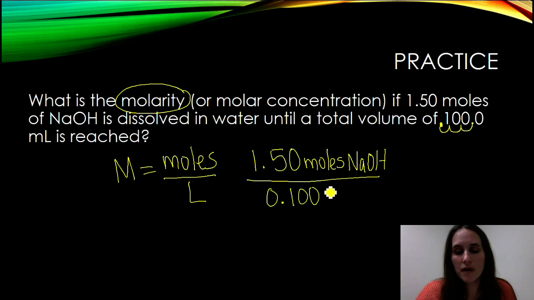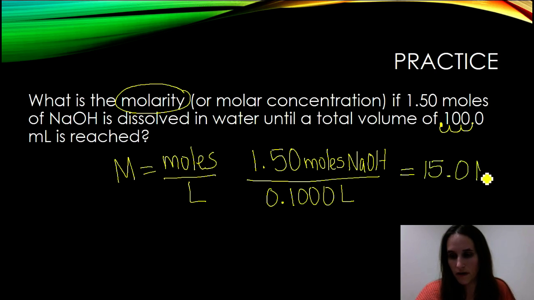And I'm going to keep all these zeros, even though it's annoying, because I want to remember that all of those zeros were significant. So in the end, I don't want to forget and go down to like one significant figure. So when I do that, I get 15.0, and I'm going to use a capital M. And one thing to note, if I put this into my calculator, it's just going to say 15. It's going to give me a molarity of 15.